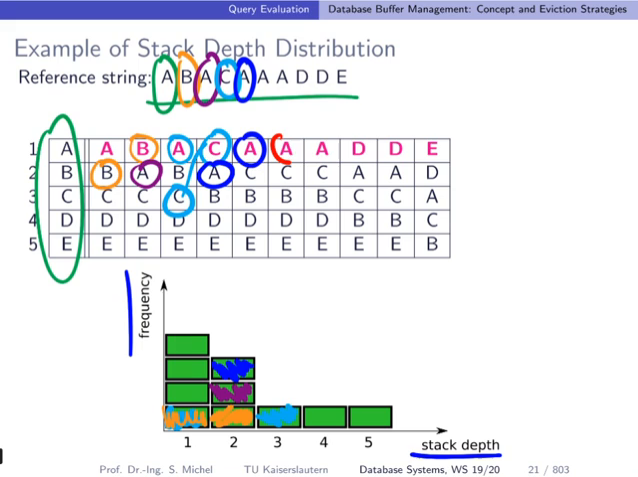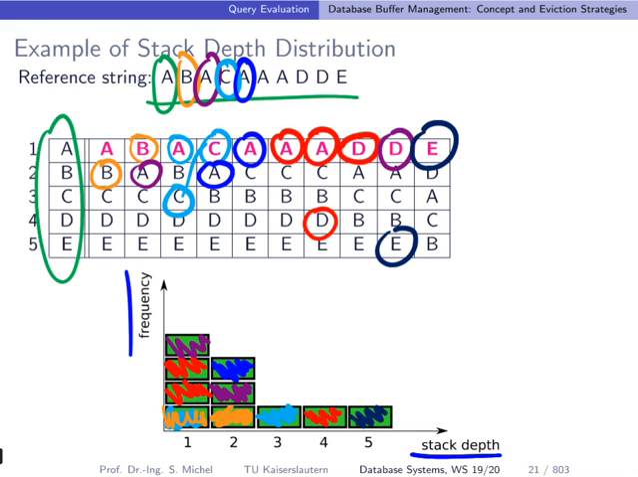Then A comes again. A stays on the top position, but for building our distribution we have to increment the counter for position 1. Again the same happens, A is accessed again. Then D is referenced, and where is D? D was on position 4, so we note this down. Then D is accessed again, so it stays at the top position and we increment position 1. Then eventually E is accessed, and E was at the lowest position, so we change the counter for position 5.